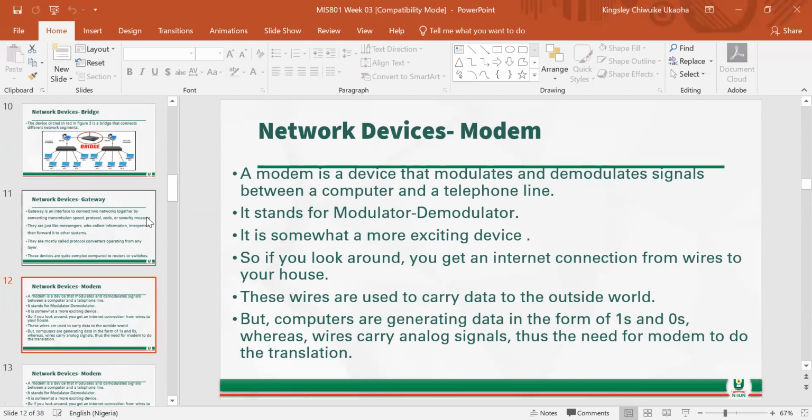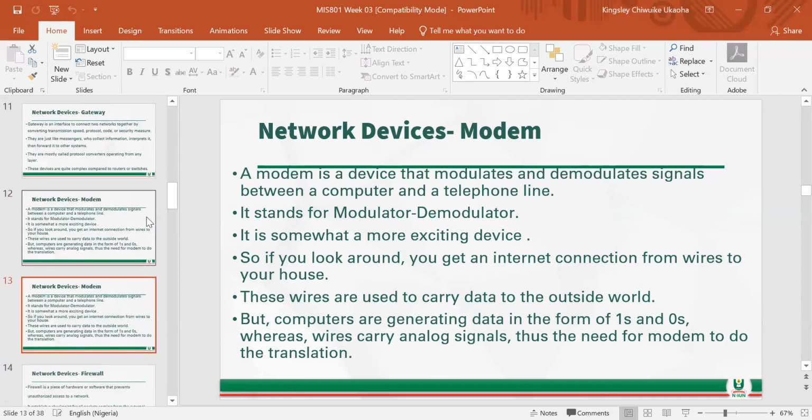So if you look around, you get an internet connection from wires to your house. These wires are used to carry data to the outside world. The computers are generating data in the form of ones and zeros, whereas wire carry analog signal. So there's a need for a modem to do the translation.